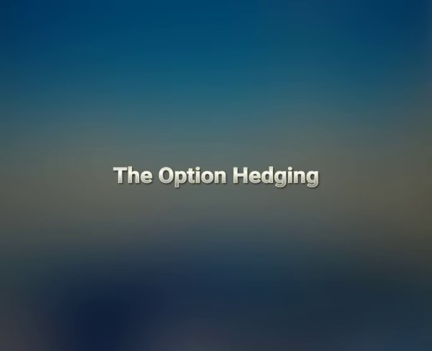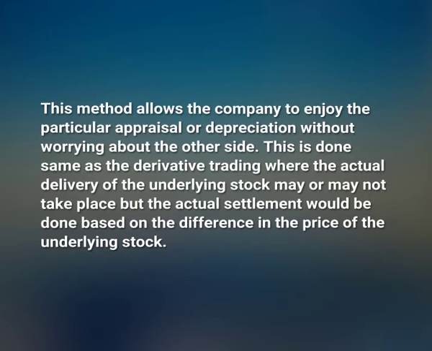Options hedging. Option hedging is also a better option to manage the exchange risk. This method allows the company to enjoy a particular appreciation or depreciation without worrying about the other side. This is done the same as derivatives trading, where the actual delivery of the underlying stock may or may not take place, but the actual settlement would be done based on the difference in the price of the underlying stock.